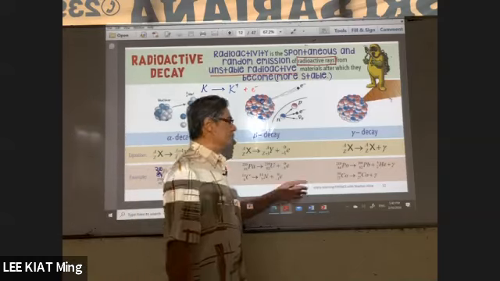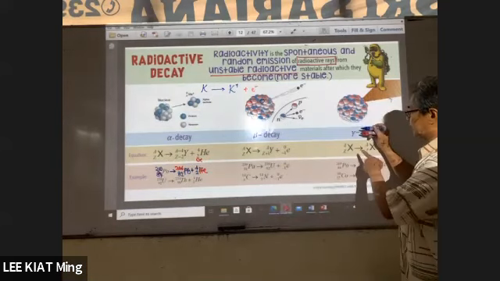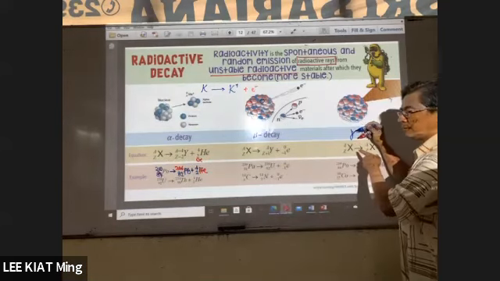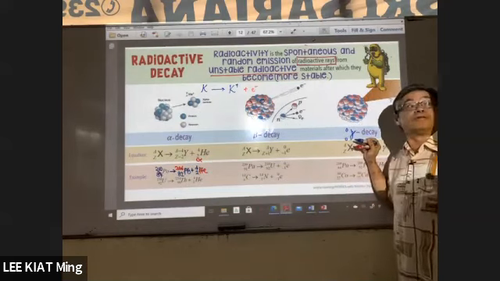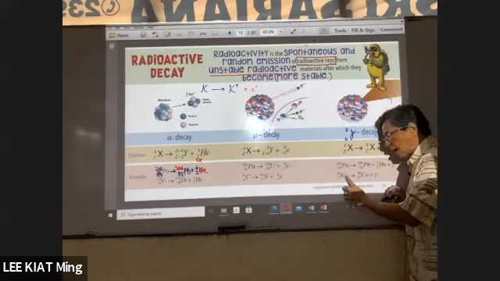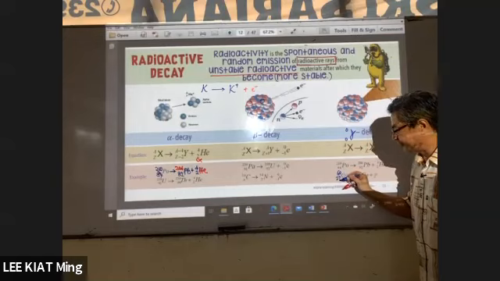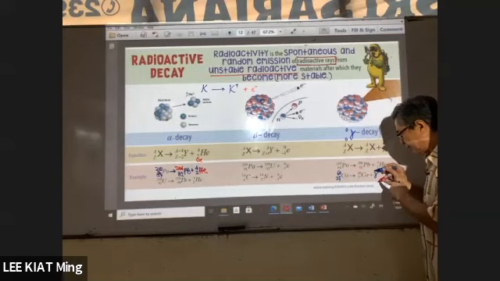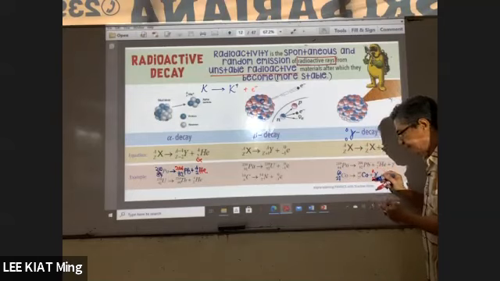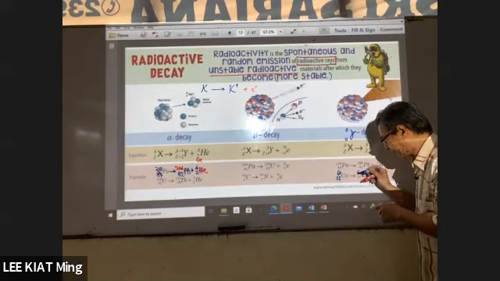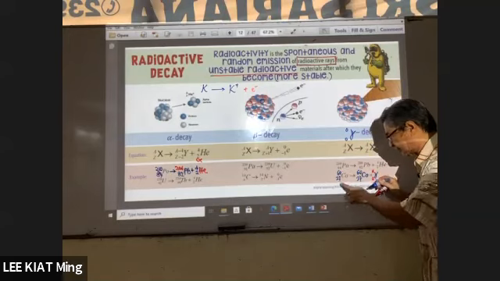And the easiest one will be gamma. We write gamma like this. No mass, no charge, so no difference. That's why you look at this: 60 at the top, 27 at the bottom. It gives out gamma because 0 and 0, the numbers remain the same. Because 0 plus 60, you get back 60. 0 plus 27, you get back 27.